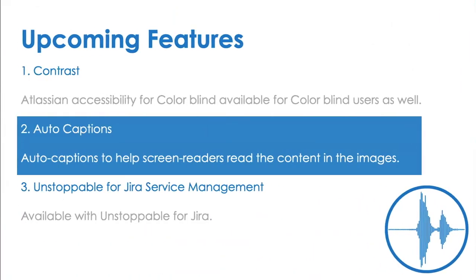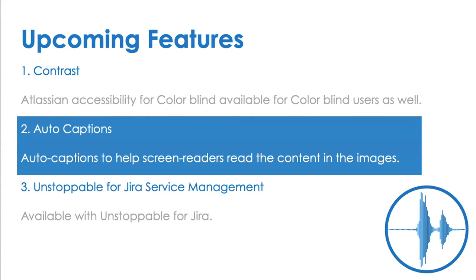A few upcoming features that we are very excited about. Contrast. So Atlassian accessibility for the colorblind will make it available for colorblind users as well. And there's a much larger percentage of the population that are colorblind. I think it's pretty much one in every eight people is colorblind. So those improvements are going to make Unstoppable useful to a much larger section of your employees.